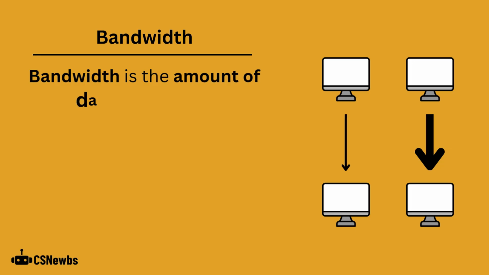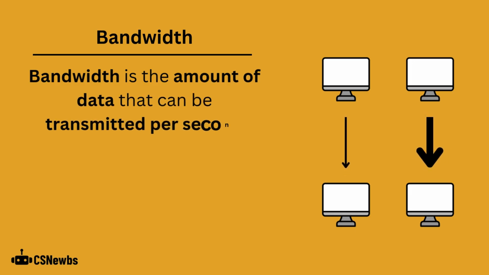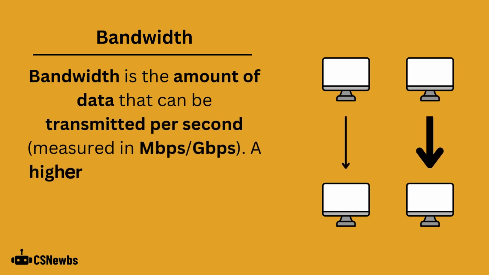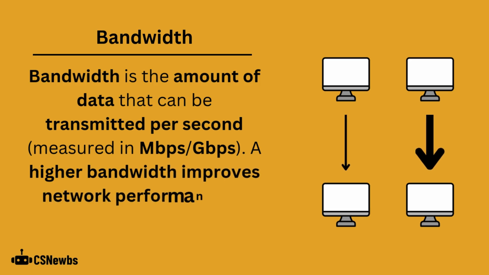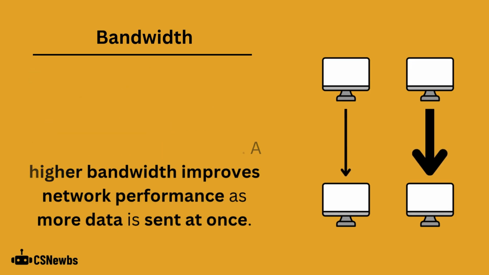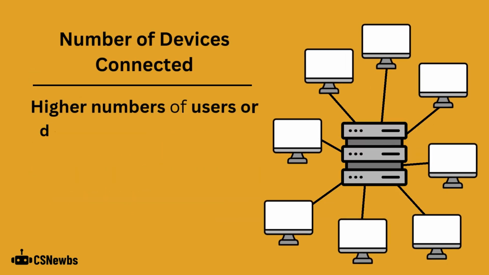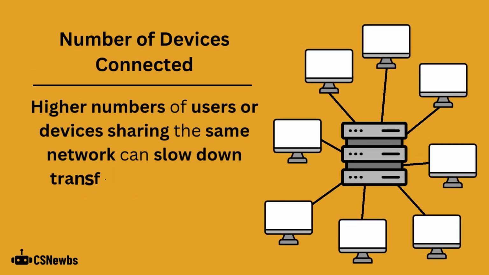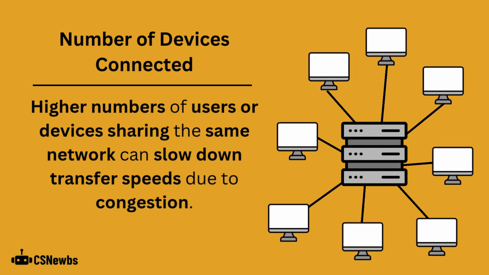Bandwidth is the amount of data that can be transmitted per second, and it is usually measured in megabits per second or gigabits per second. A higher bandwidth improves network performance as more data can be sent at once. Higher numbers of users or devices sharing the same network can slow down transfer speeds due to congestion.